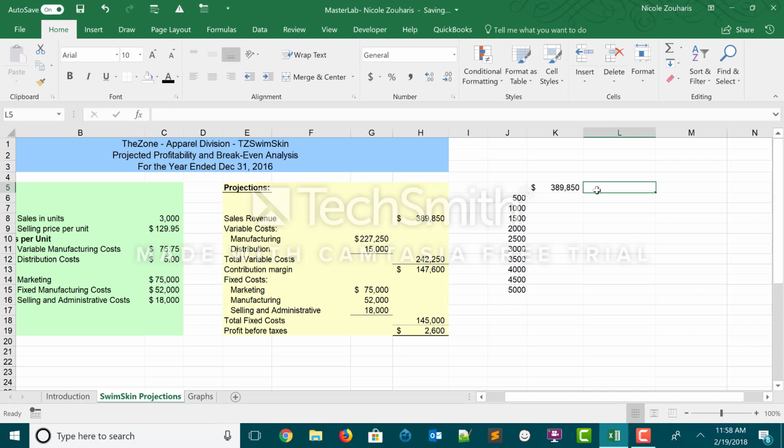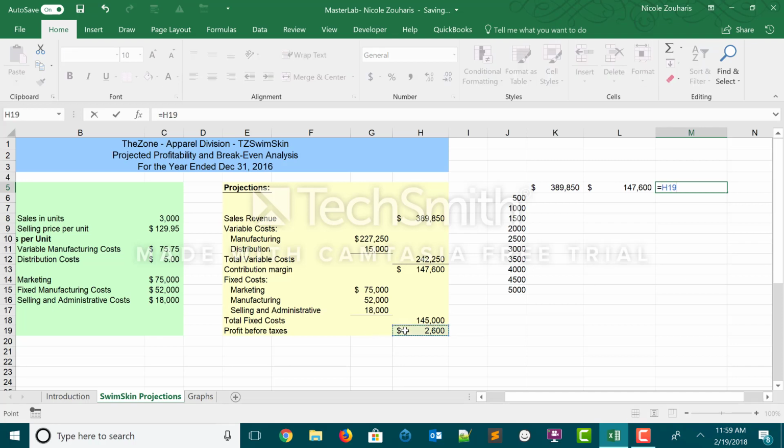And then in cell L5, we're going to do equals H13. Let's press enter before I went over. And then in M5, we're going to do equals H19. Whoops.